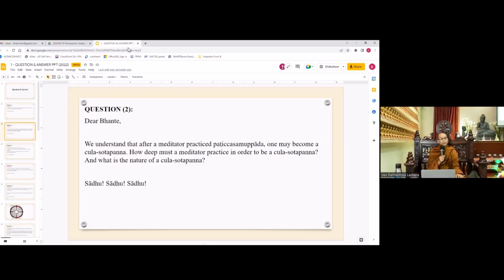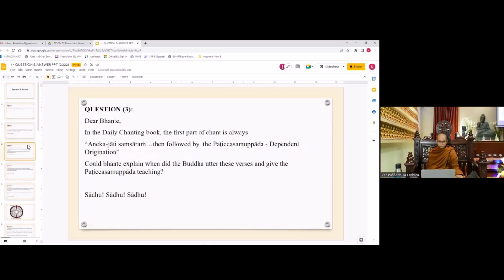The commentary mentioned that because the view is clear at that level, he is going to attain the Sotapanna Nyana soon. So although he has not attained it in this life, he will not be reborn in the woeful state. He will be reborn in a blissful state, and if he continues, he is ready to attain the Sotapanna level. So this is the nature of a Chula Sotapanna. Thank you, Bhante. Third question.